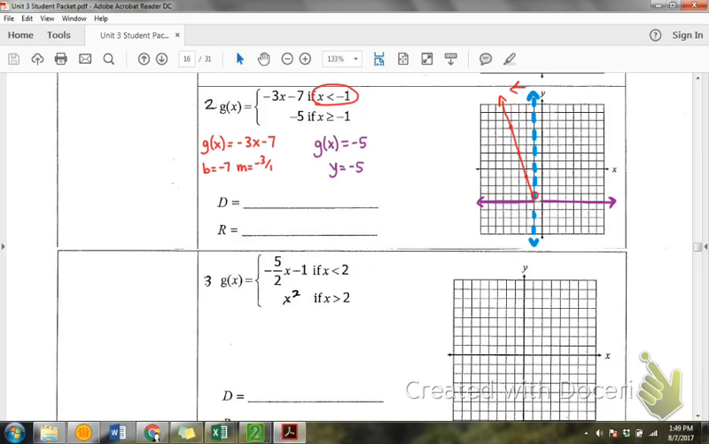But on the purple one, it says everything that is greater than or equal to. So which way is greater than negative 1? To the right or to the left? To the right. And it's going to be a closed circle. So then I want everything that's over here, to the right. So that means I'm going to erase this guy.